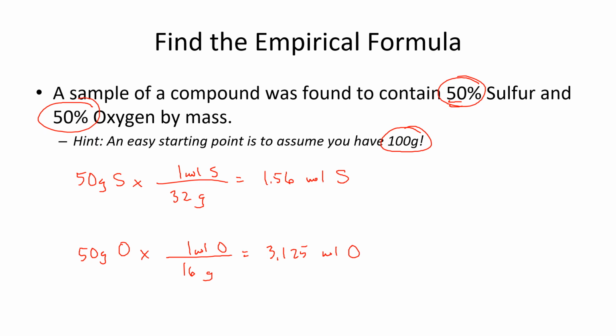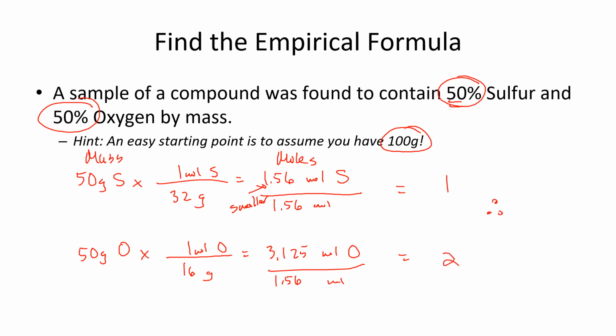The last stage is to get to the lowest whole number ratio. So we've worked out mass here, and we worked out moles here. And so the lowest whole number ratio comes from dividing by the smaller value here. So the 1.56 is smaller than the 3.125. So we're going to divide both by the smaller value. And what you get when you do that is this is going to be a 1, and this one's going to be a 2, and therefore your empirical formula is 1 sulfur and 2 oxygens. Ding, ding, ding. There you go. You got yourself a formula.